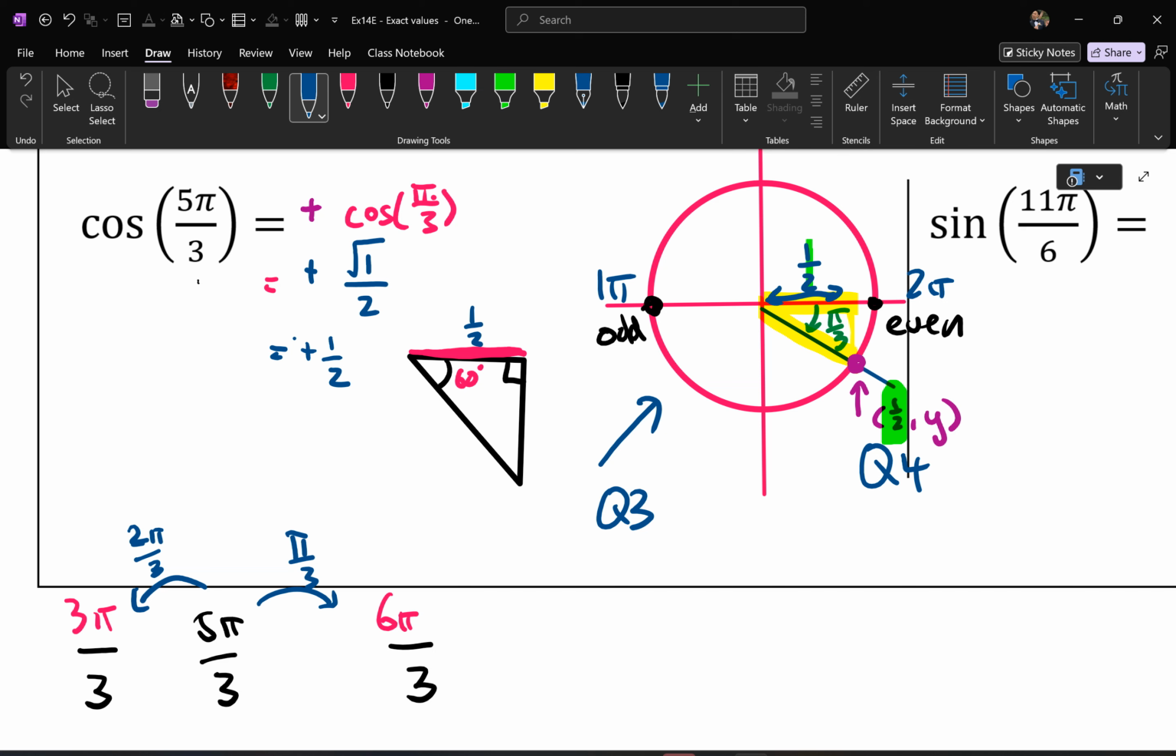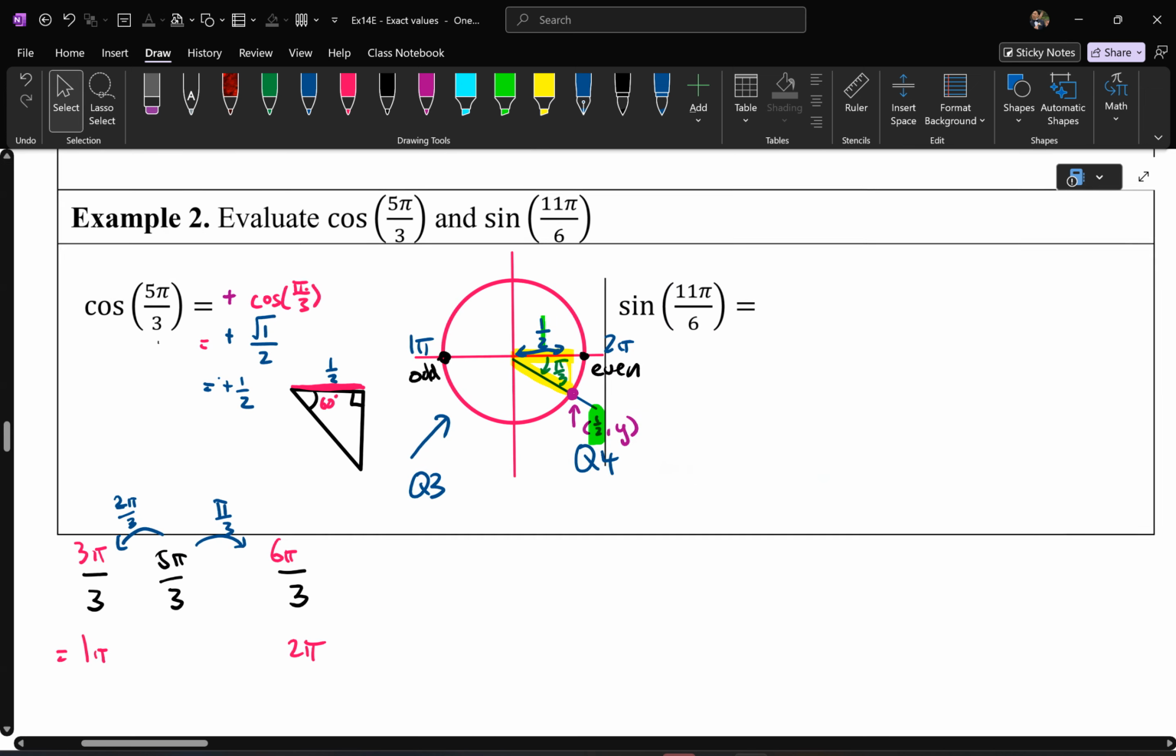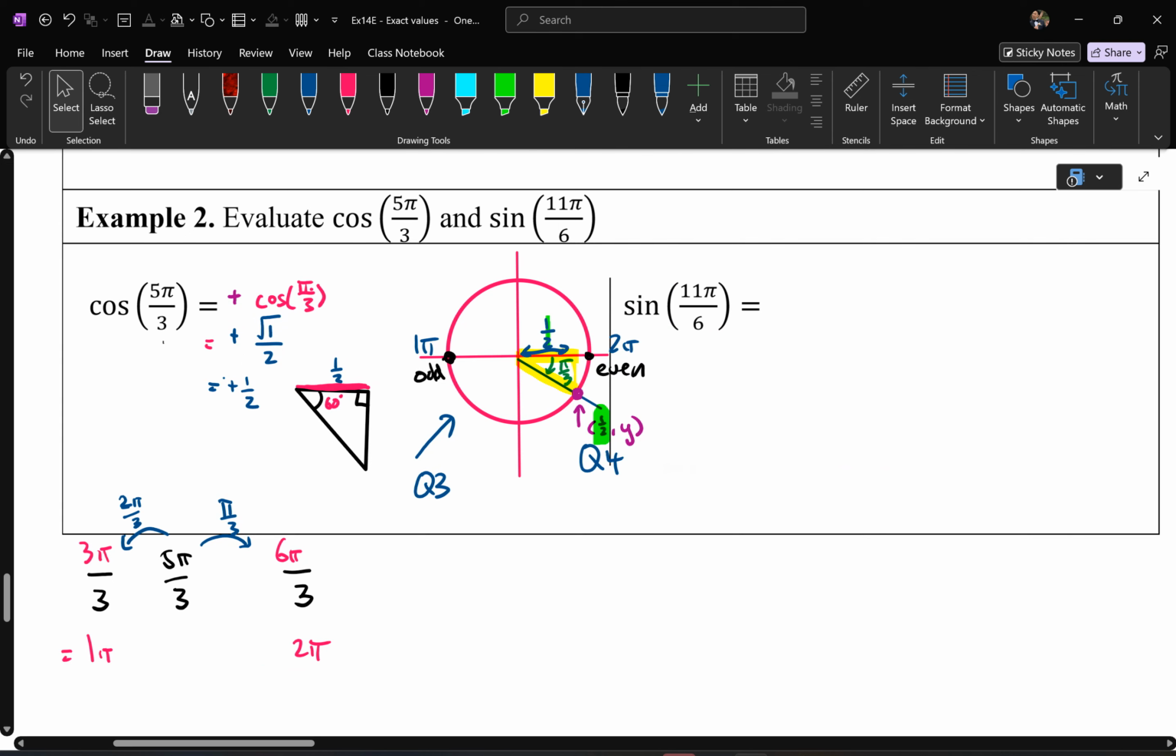Okay? So what you're trying to do today is first figure out what is it, positive or negative, and then work out using exact values to work out the actual value. Let's do one more. One last one. Here we go. Let's start again. Sine 11 pi on 6.